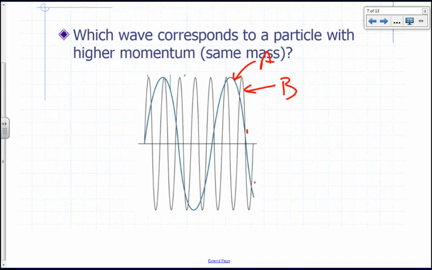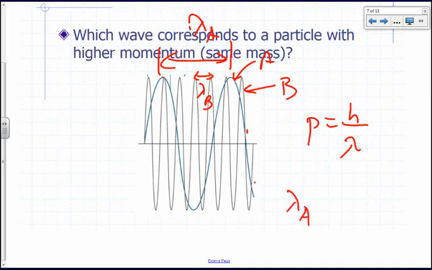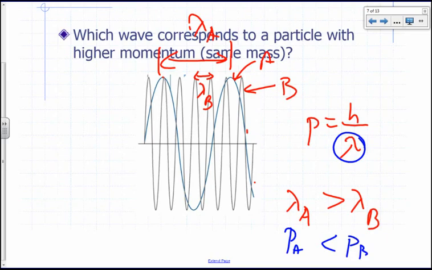B has higher momentum. Why? P is h over lambda, right? So which one has a larger lambda? A has a bigger lambda, right? That's your lambda for A, and lambda for B is this one. So you say lambda A is larger than lambda B. So bigger denominator means smaller momentum. So you say the momentum for particle A is going to be less than momentum for particle B. Actually, they don't even have to have the same mass. Okay.